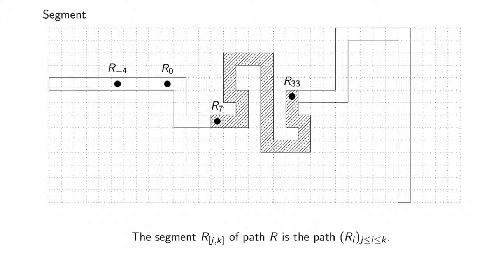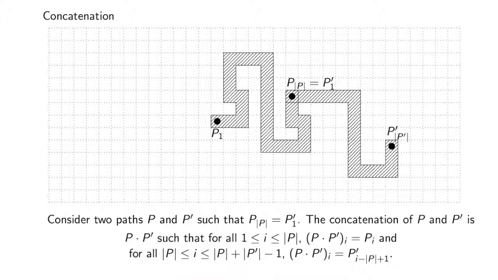Sometimes we will need to focus on a specific part of a path. Then, we extract a subsequence from this path. This subsequence is called a segment of the original path. In this example, we represent the bi-infinite path R in white. In hatched we represent the segment of R from 7 to 33. This sequence of positions of length 27 starts in R7 and ends in R33. This sequence is the finite path P introduced earlier in this video.